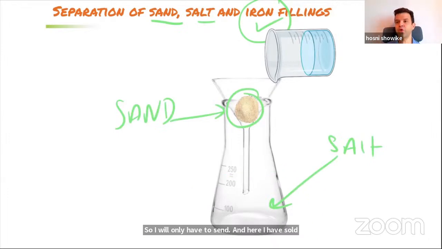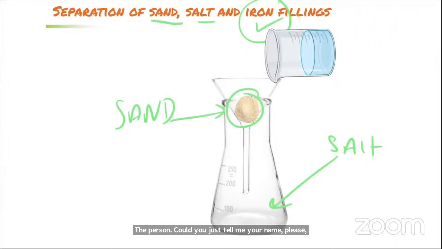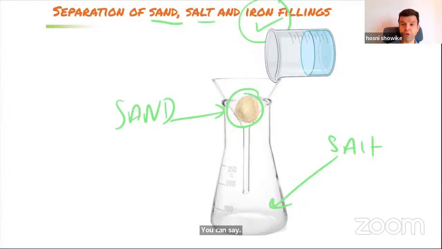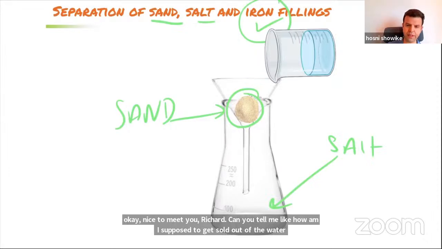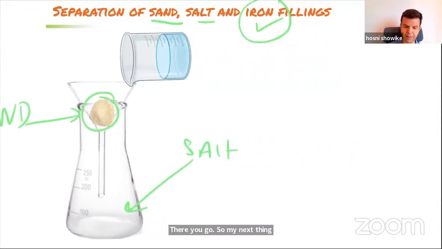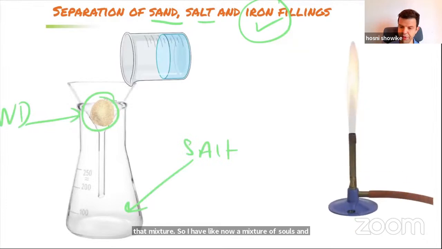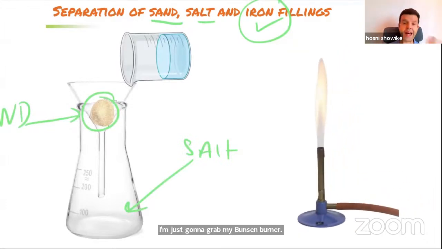The last thing I'm supposed to do now is what? I want to separate the salt from the water. How am I supposed to do this? Could you tell me your name, please? Because I can't pronounce it. You can say Richie. Okay, nice to meet you, Richie. How am I supposed to get salt out of the water? Through evaporation. Very good. So I have now a mixture of salt and water. I'm going to grab my Bunsen burner and evaporate the water and leave the salt behind.